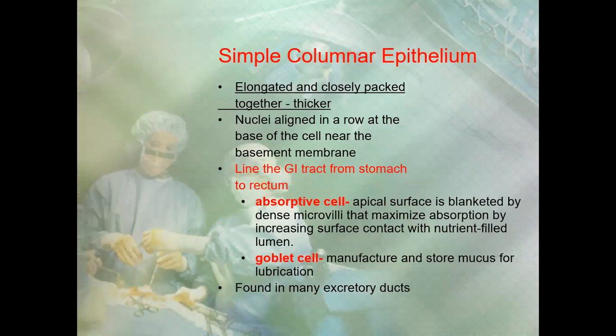Our simple columnar, a single layer of column-shaped cells, these are going to have very increased surface area. So these are going to be lining the GI tract.